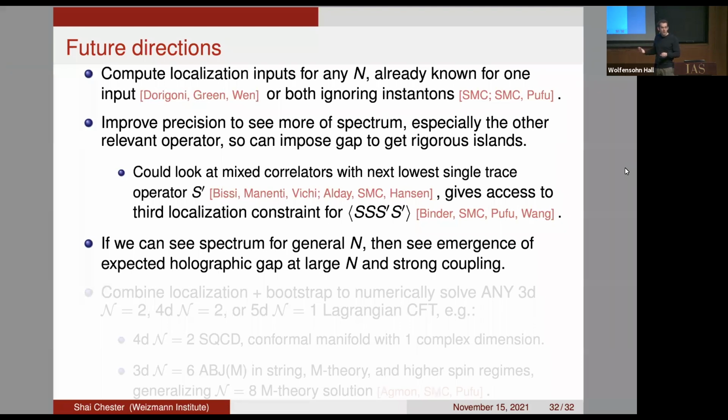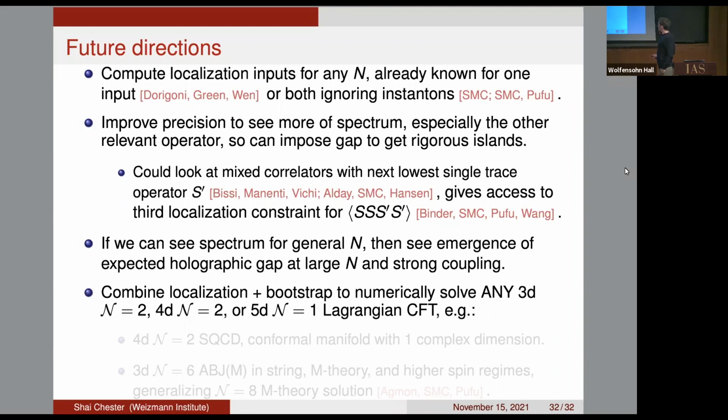The spectrum would get sparser, because in the large N and strong coupling regime, the theory is dual to gravity, and so we only expect to see double trace operators for sufficiently large dimension. So this is a nice thing we look forward to seeing in the future once we can explore the full range of N.